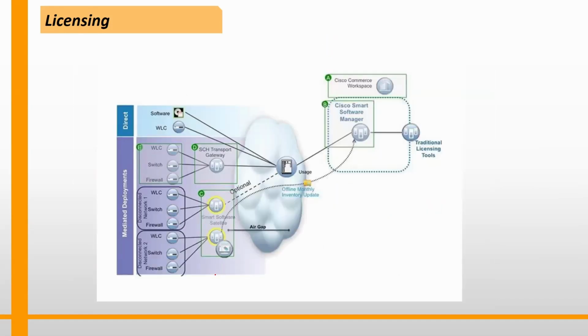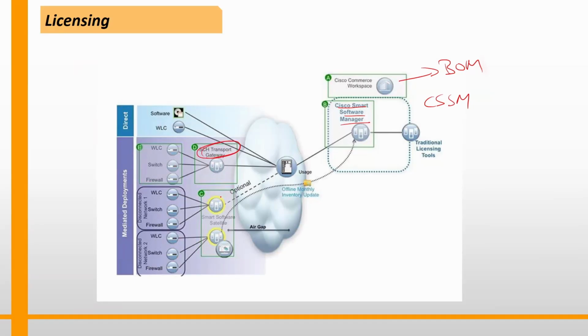And here you can see that in the direct model, the WLC sends the usage report to the Cisco Smart Software Manager. This is the CSSM portal, Cisco Smart Software Manager. And Cisco Commerce Workspace is where you will build your BOM. Then you can see WLC, switches, firewall, everyone is sending the usage report to the transport gateway. That is your custom one.